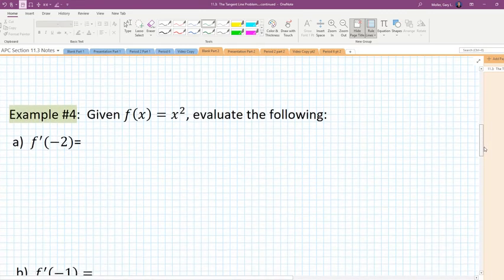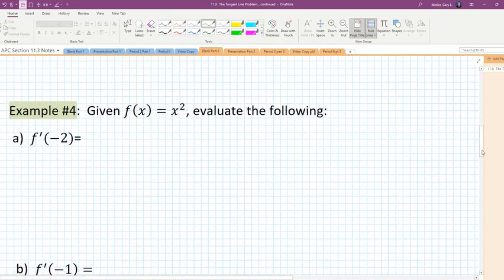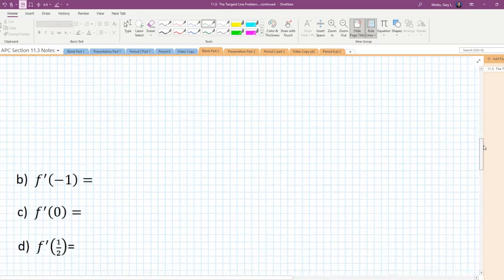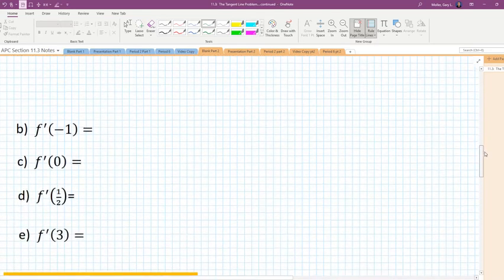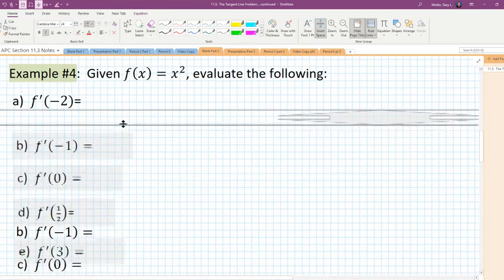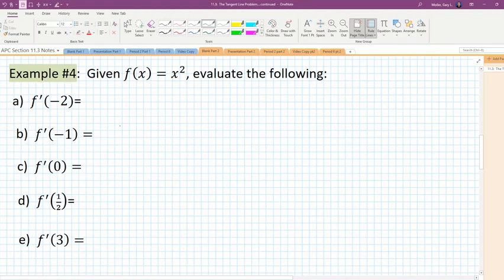Example 4. Example 4 is interesting. Let's kind of preview it before we get too far. So find the derivative of this function at -2. Find the derivative of the function at -1, at 0, at a half, at 3. I'm super lazy. I don't want to do that because unfortunately what I'm going to end up doing is the same work over and over and over again.